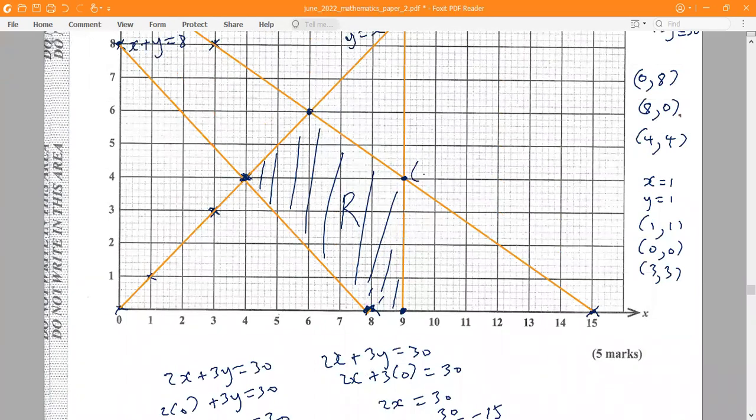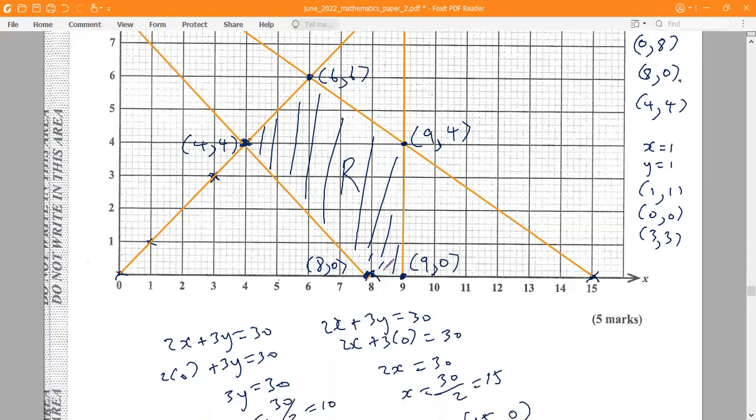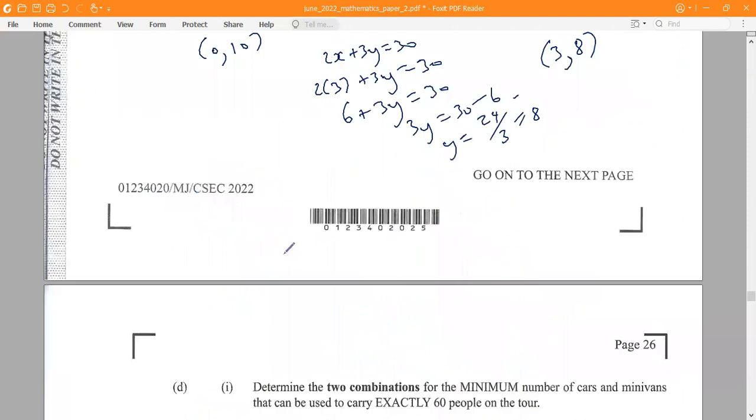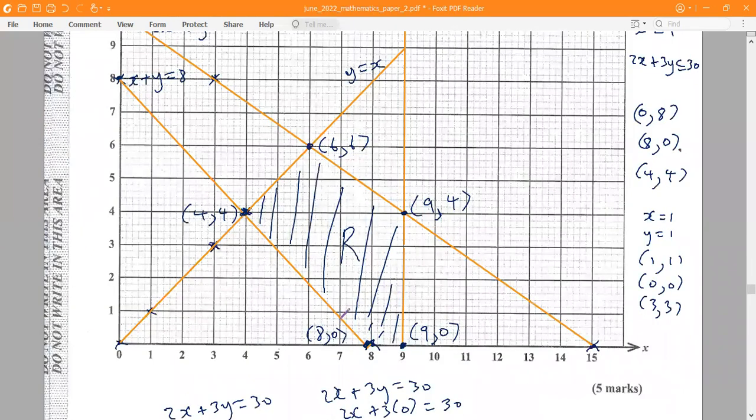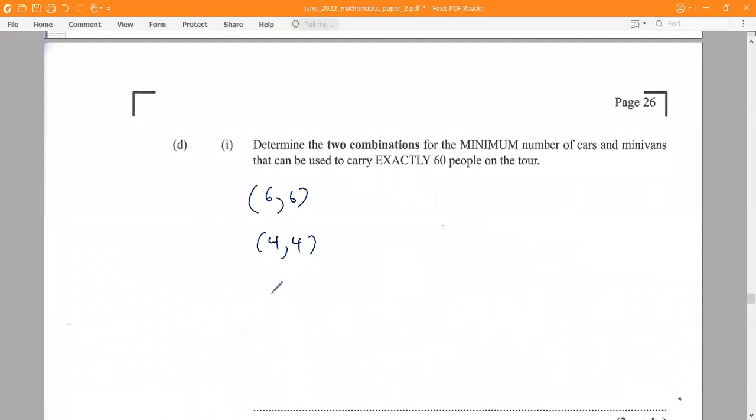So this vertex has the coordinates (9, 4). This vertex up here has the coordinates (6, 6). This vertex here has the coordinates (4, 4). This vertex has the coordinates (8, 0). And this one next to it has the coordinates (9, 0). So we have 5 pairs of coordinates to work with: (6, 6), (4, 4), (9, 4), (8, 0), and (9, 0).